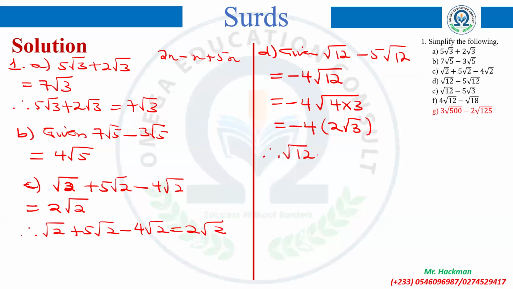Root of 12 minus 5 root of 12 will be equal to minus 4 times 2, and that will give us minus 8. Then you keep your root of 3. All correct, or if you want me to come again, you can still let me know.